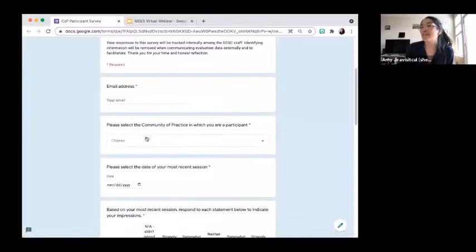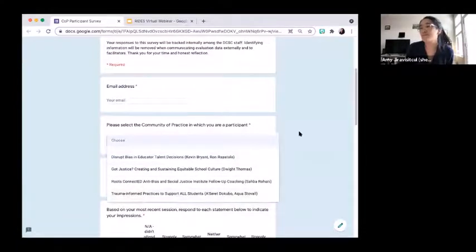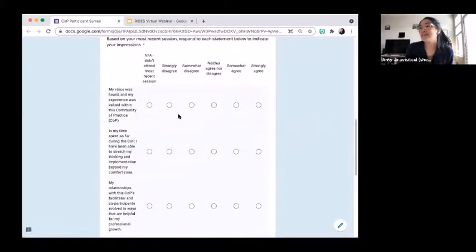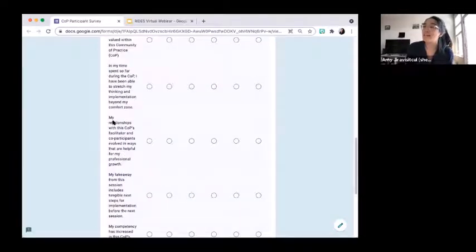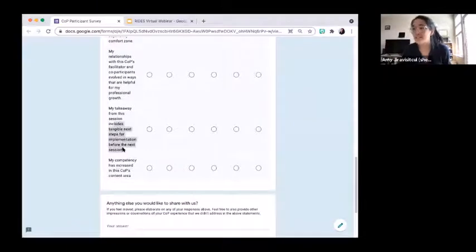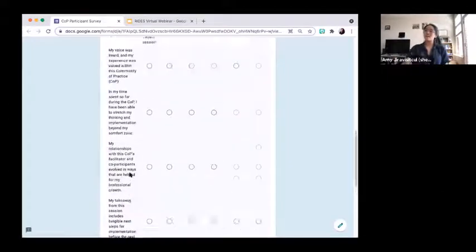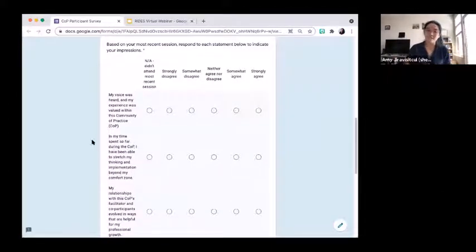It's really short. If you are a participant, you select which group you're in and comment on to what extent you agree or disagree with whether your voice was heard, you've been able to stretch your thinking, the relationships are helpful for professional growth, having tangible next steps for the next session, and competency increase overall. So in a lot of ways, participants are answering these questions based on the hour I spent with my community of practice this week, and also reflecting on, well, up to this point, this is how I'm viewing the program and what my experience has been.